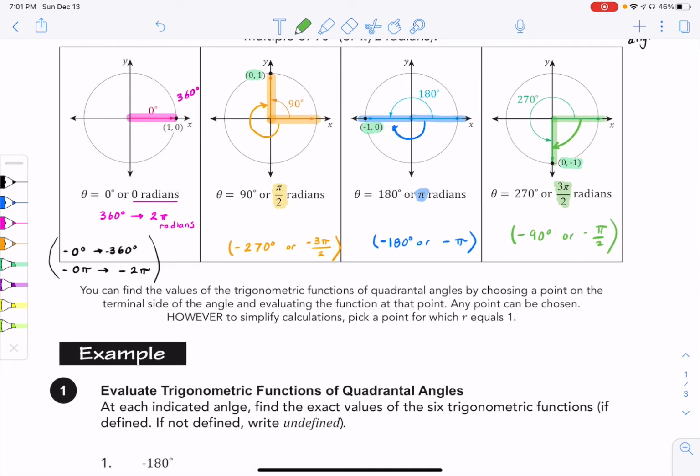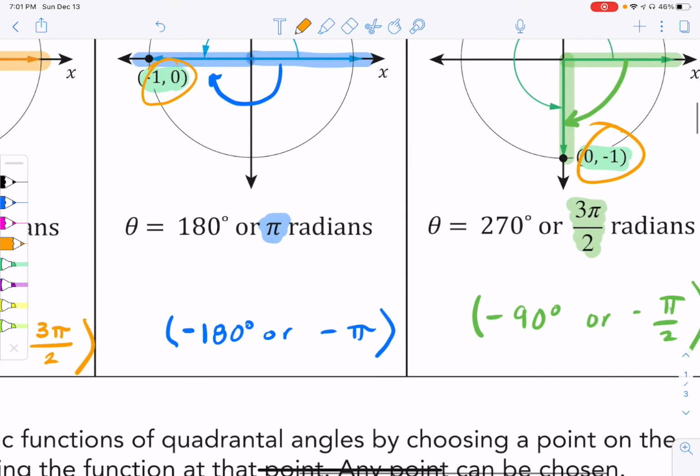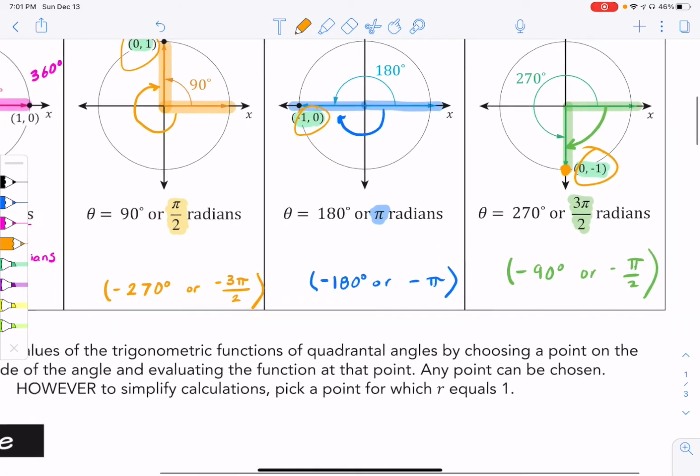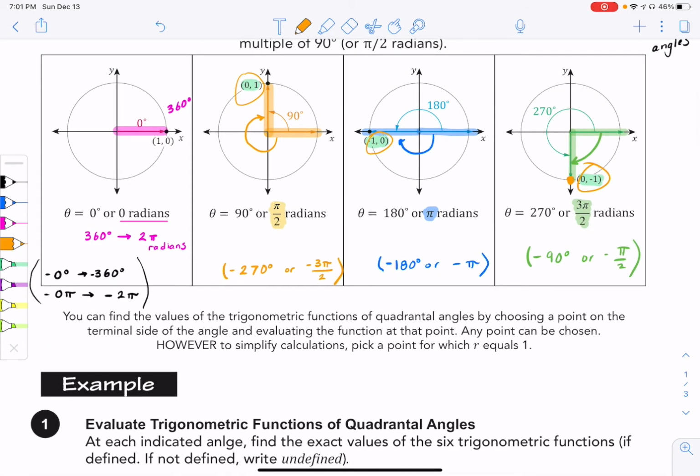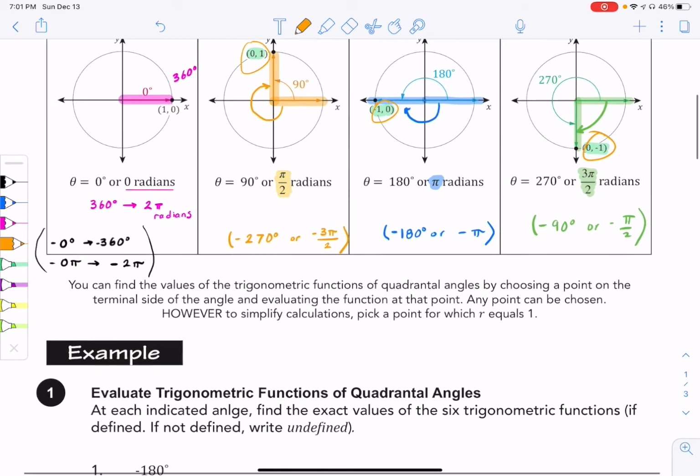So you can find the values of the trig functions of a quadrantal angle by choosing a point on the terminal side of the angle and evaluating the function at that point. Any point can be chosen. However, to simplify calculations, pick a point which r equals 1, and that's the points I highlighted on these. So I'm talking about this point. I know I didn't mention it much before, but we're talking about this point. So if you choose that point, then the r value is 1. It's the point where your angle intersects what we call the unit circle.